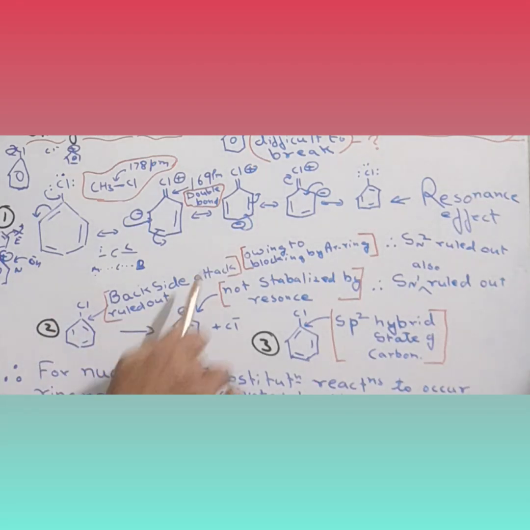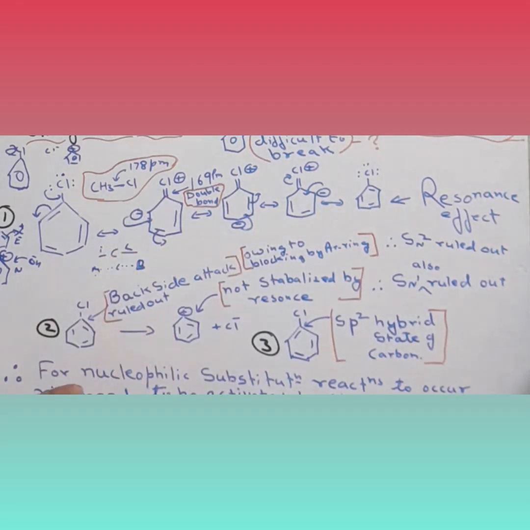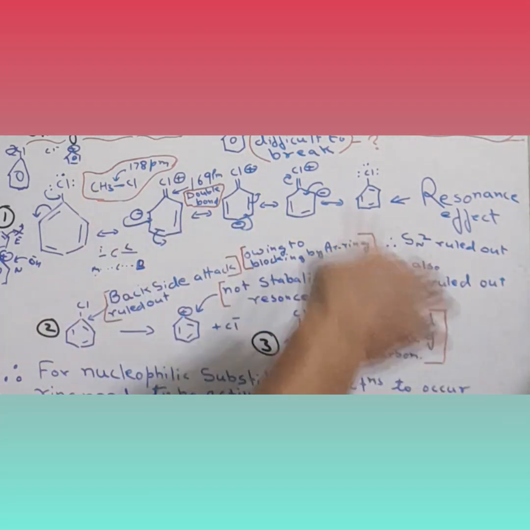Just by having C plus here, you cannot have resonance structures. You are finding how the shifting occurs. There's nothing to shift like that. Alright, so no resonance occurs. So no stabilization of resonance. Therefore, SN1 also ruled out.